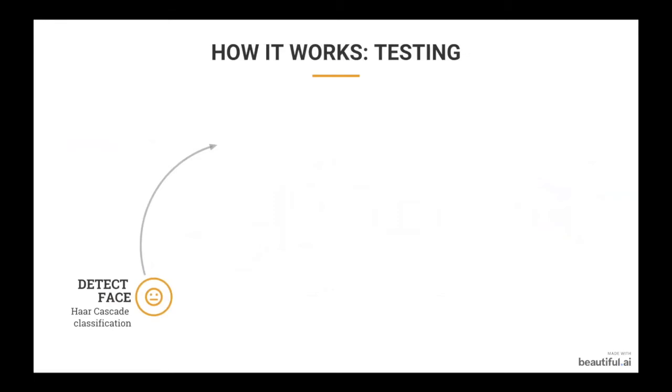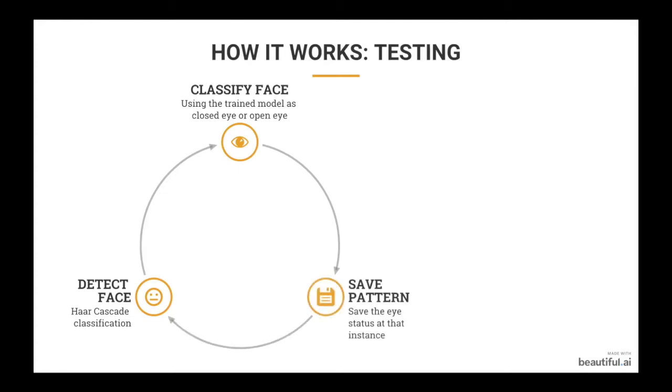First of all, now we see the blink detection as a whole. So we'll talk about the blink detection from start to finish. First thing is we detect the face, in which we use Haar cascade classification. Once we detect a face, we take the model that we trained previously to classify whether the detected face has a closed eye or an open eye. The model will give us a prediction, and then we save the prediction in the pattern.